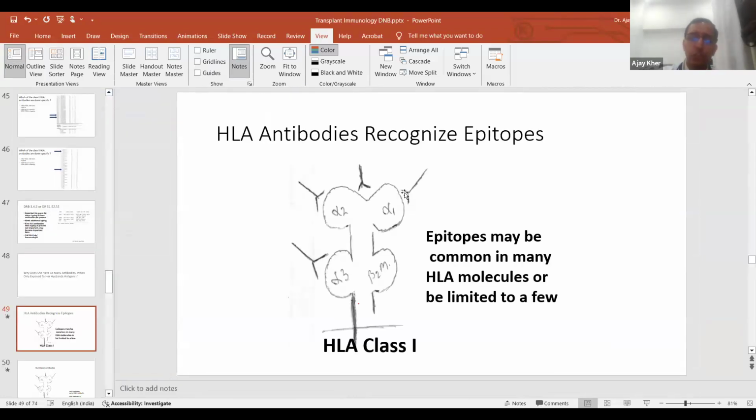What you have actually, when an antibody recognizes something, is that it recognizes a combination of three or four proteins. Those three or four proteins are a combination called an epitope or eplet. These are words that are sometimes used synonymously or interchangeably, but the smallest group of proteins that the antibody recognizes is the eplet. And those eplets can be shared across many HLA.